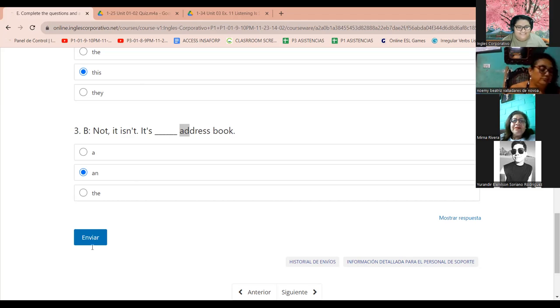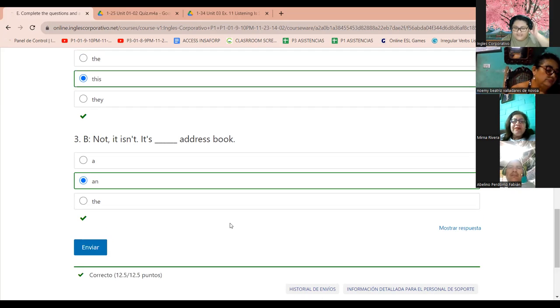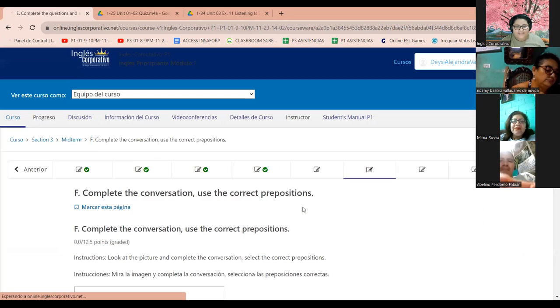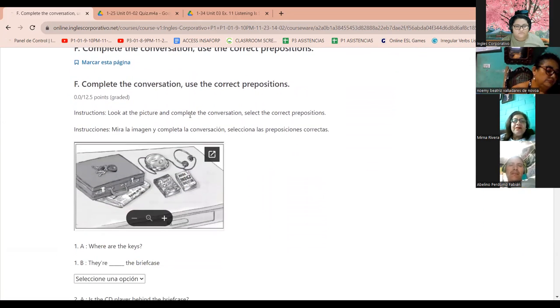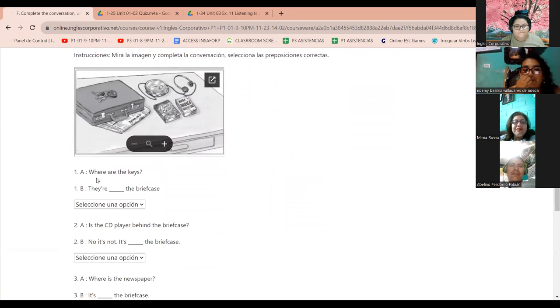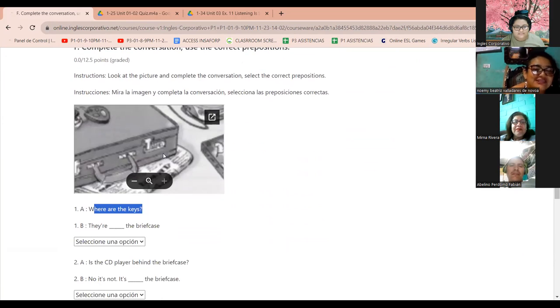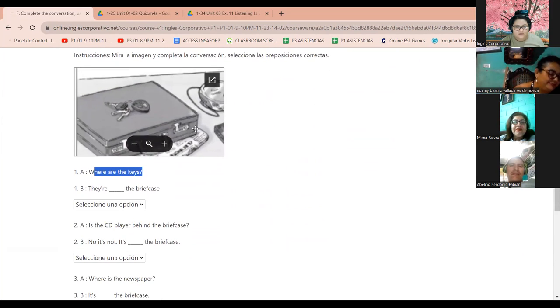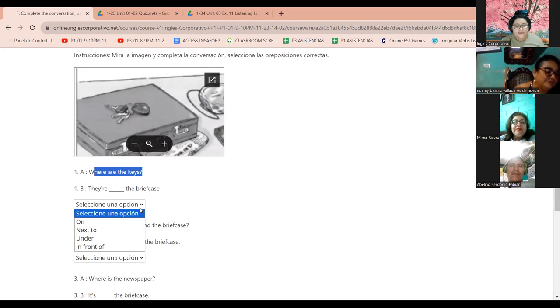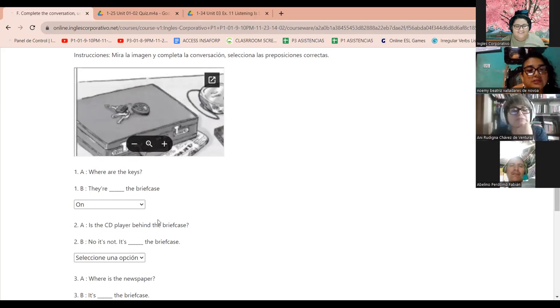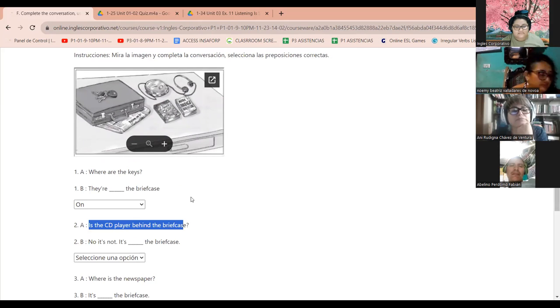So, now le damos set. Hit on send, and we check, and all good. All right, and then next, to the next part. We have, use the correct preposition. So we have, in the first one, where are the keys? Y aquí tenemos la imagen, right? Where are the keys? Está sobre el tipo. So, the option, on, next to, in front of the briefcase. On the briefcase. Good.